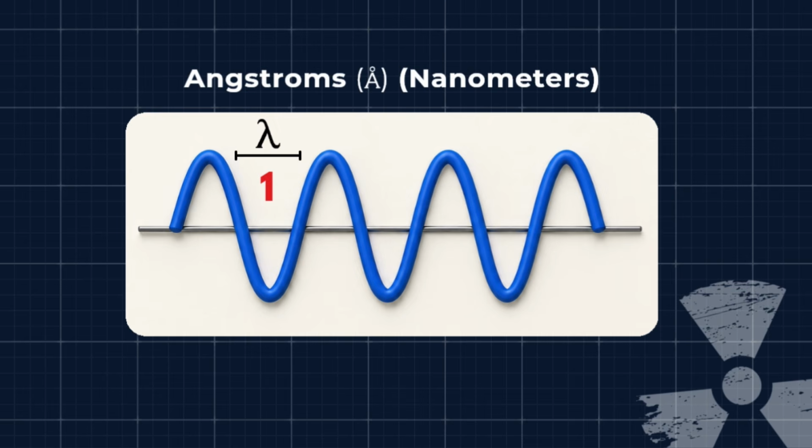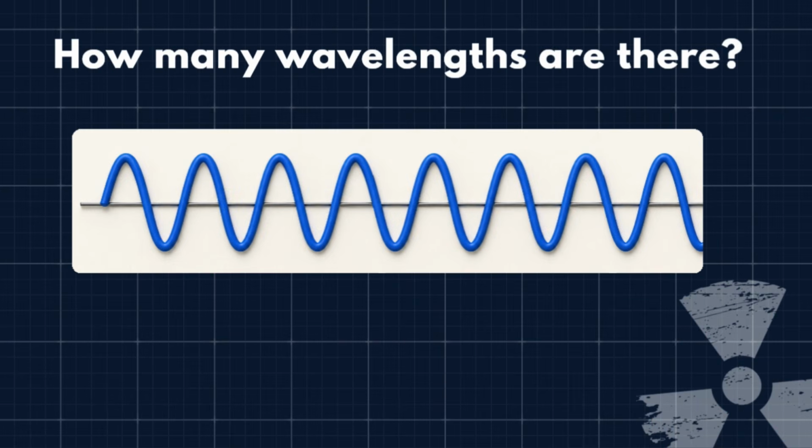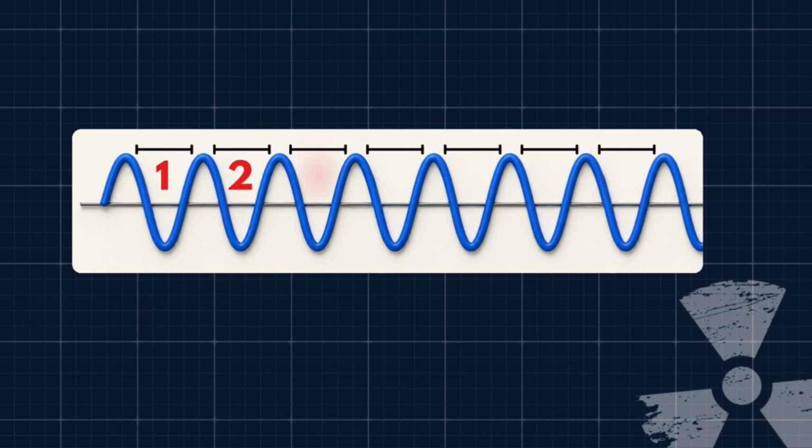This here would be considered 1 wavelength. From here to here would be 2 wavelengths, and so on and so forth. We can also measure it from trough to trough. Why don't you give it a try? Look at this sine wave here. How many wavelengths does it have? Well, let's count them. 1, 2, 3, 4, 5, 6, 7. 7 wavelengths.